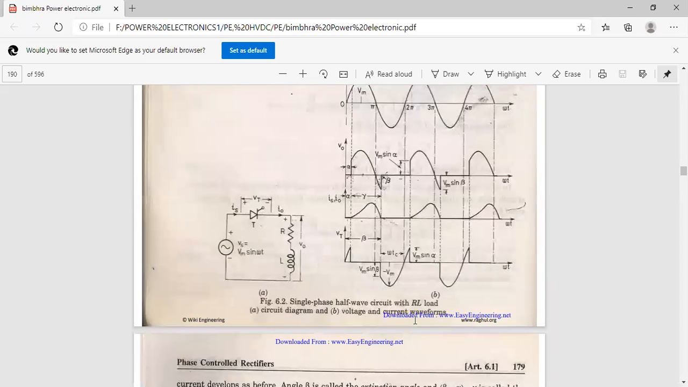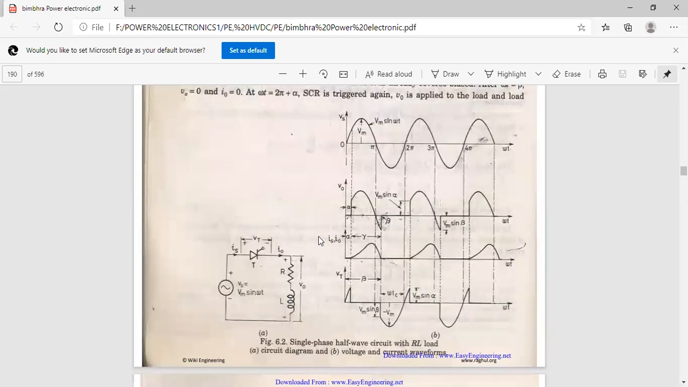For RL load, due to the presence of inductance, it cannot accept sudden changes of current. Therefore, after pi, your current is not coming to zero immediately. It will take some time to get to zero. Up to this point, you will get output voltage. There is beta. Beta is called the extinction angle, the point where the current extinguishes to zero. From here, draw one straight line in the backward direction. So up to here, this is the output voltage. Wherever you are not getting output voltage, we will get the thyristor voltage. Once the current is zero, that's where the thyristor is open, and you will get the thyristor voltage like this.